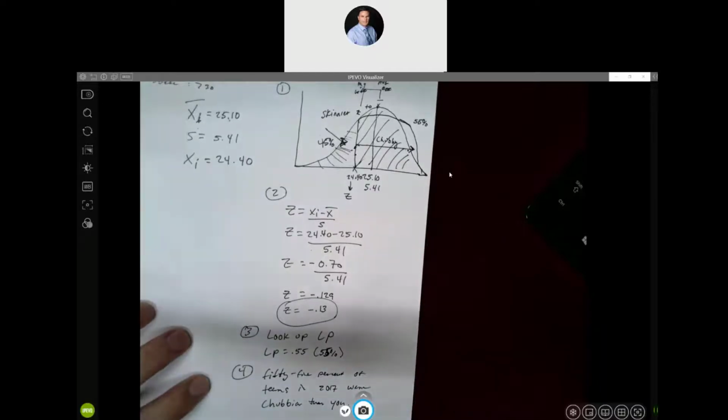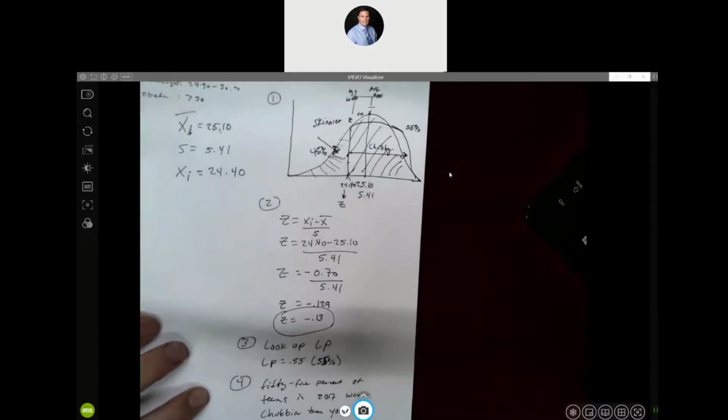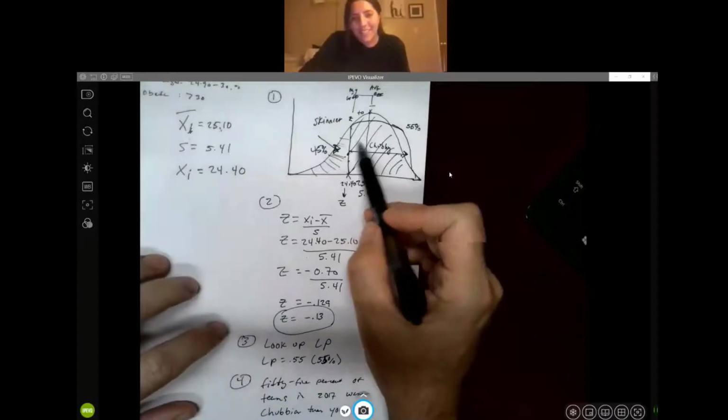Imagine you weren't good at math. What's the third way you could have done that? Alexis? I'm sorry. What's the third way you could have figured out this portion here?